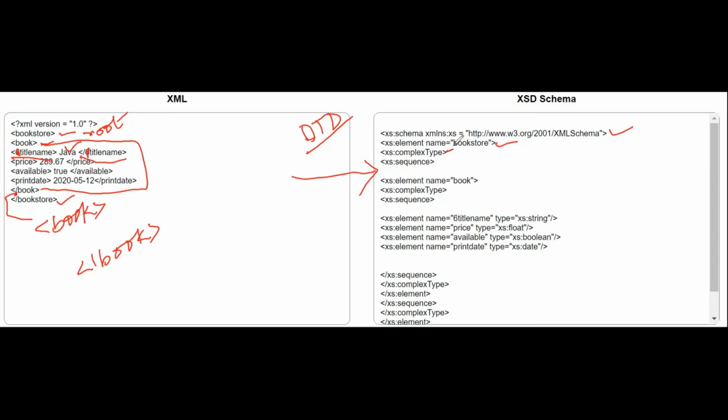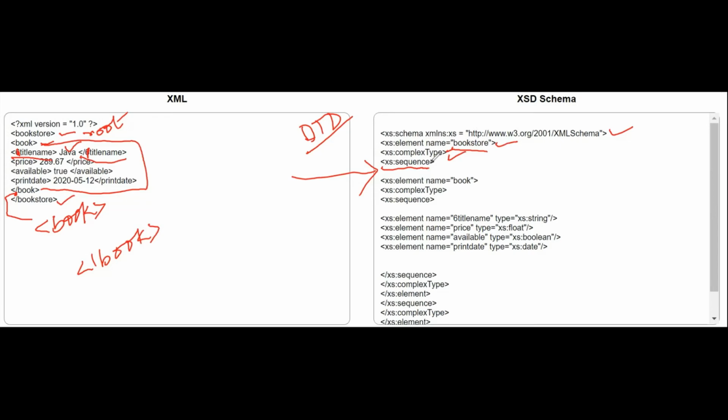So what's the name of the tag, which is the bookstore, and then it is a complex type because it's not holding any data. It's having some more tags inside it. Such types are called the complex type. And why I'm saying sequence is the order of the tags is important for me. I want the order of the tags to be like this only. So that's why I said sequence.